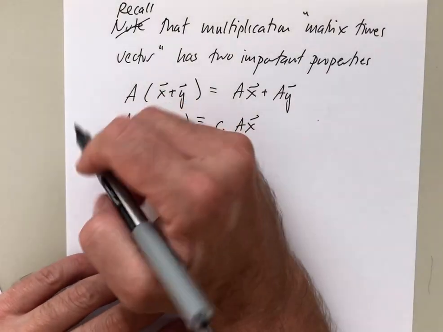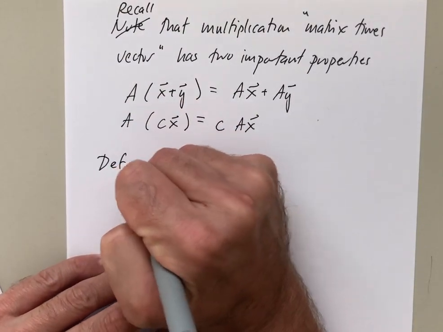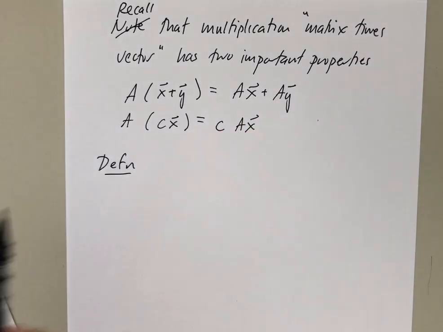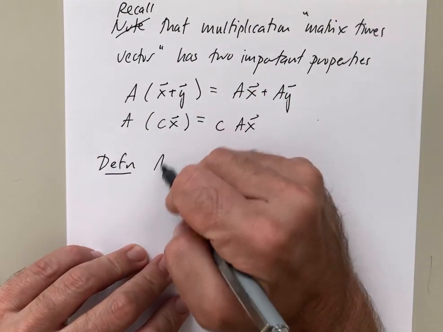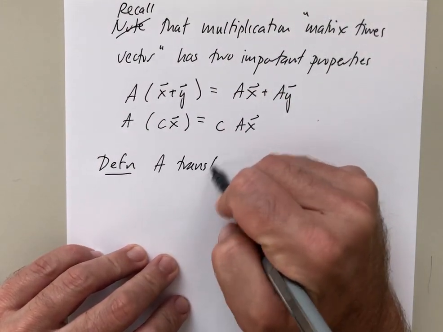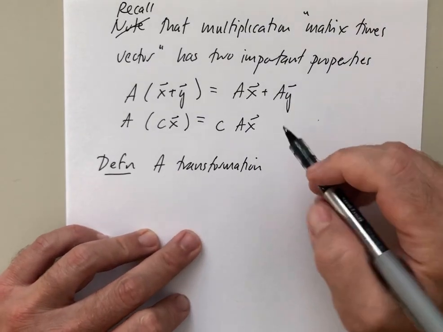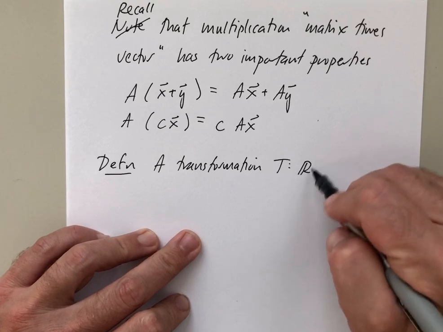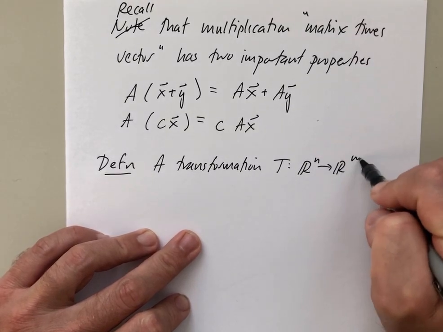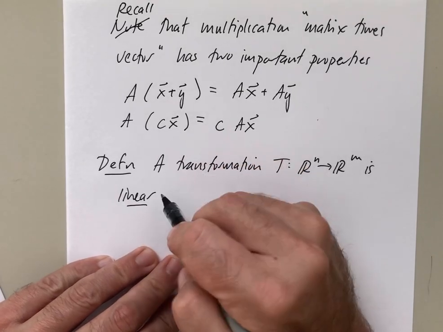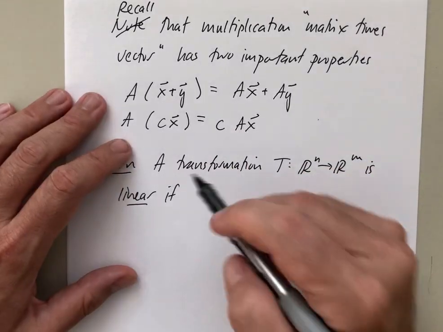And so this inspires a definition now. Let me say it this way. A transformation, now just any old transformation, I don't think of this as matrix multiplication anymore. A transformation T from Rn to Rm is called linear if it satisfies those two properties.